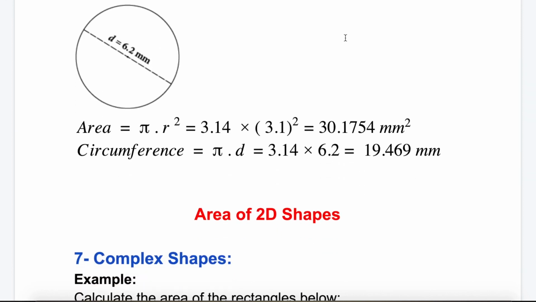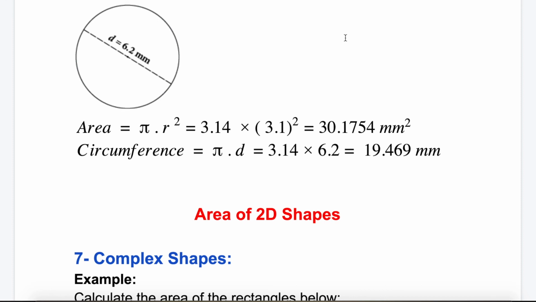Another example, here I gave you the diameter, which is 6.2 millimeters. So the area is pi times r power 2. Here I need to find the radius. The radius is half the diameter. So since the diameter is 6.2, the radius would be 3.1. So the area is 3.14 times 3.1 power 2. From where did I get 3.1 again? It's half of the diameter. So the answer is 30.1754 millimeters squared.